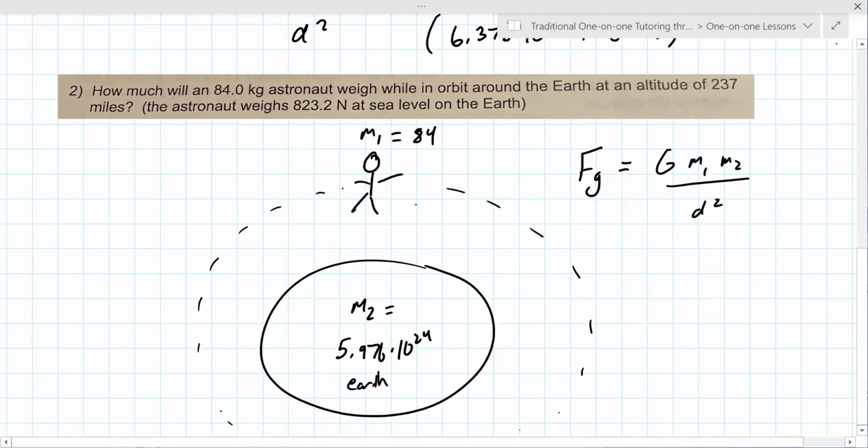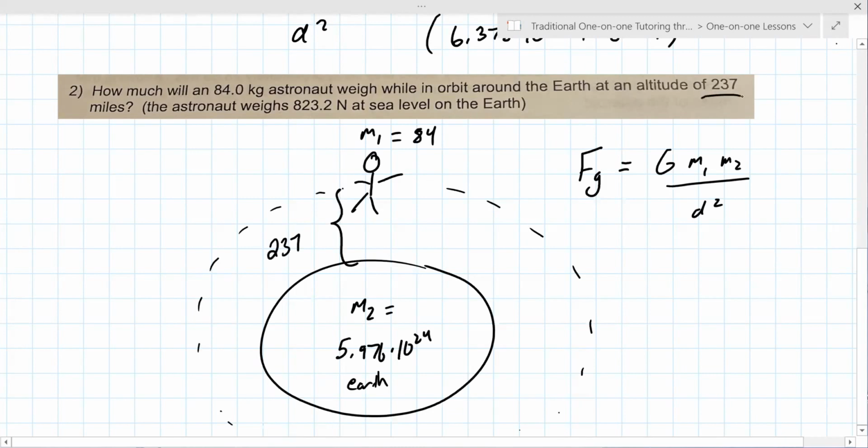We know the mass. G is given. Do we know the distance? Now it's the center. It's between the center of the two objects. So it's the orbit plus the radius of the Earth. So how far above the Earth is it?